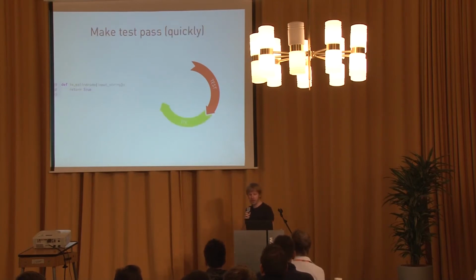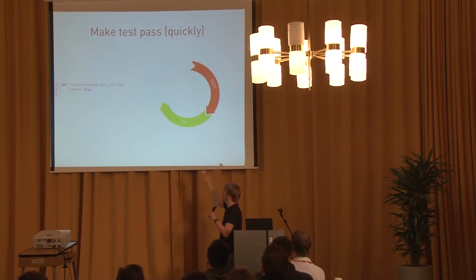So the next step then is we make the test pass quickly. And quickly is really the key word here. In test-driven development, you try to do really tiny steps. So you don't think about how this method should act in general. You just try to make this single test pass. And the easiest way to do this is just return true, right? Because you know that the test will give you noon, and you know you want it to be true, so you just return true. Done. You have a green light.